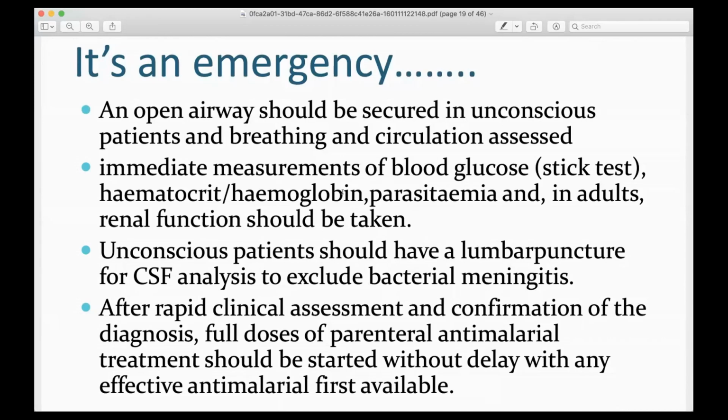In an unconscious patient, you have to do a lumbar puncture. Sometimes it is combined with bacterial meningitis, or the malaria itself can cause this coma. After rapid clinical assessment and confirmation of the diagnosis, full dose parenteral anti-malarial treatment should be started without delay, with whatever effective anti-malarial is quickly available. So the important thing here is that you have to give injections.